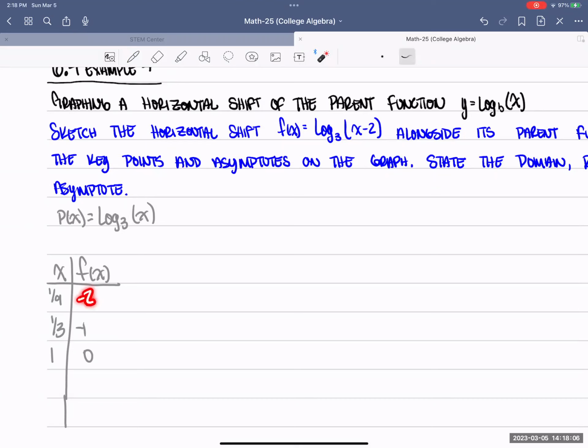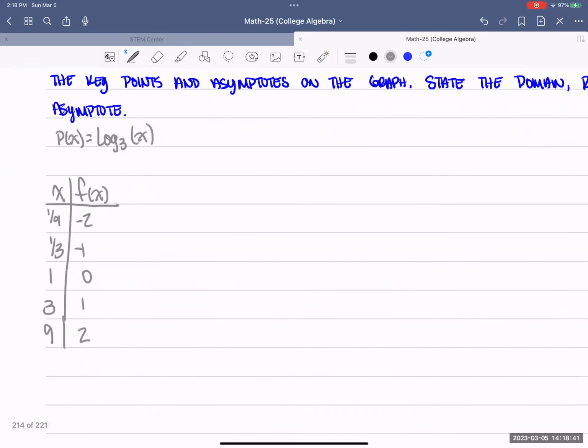And let's go in the opposite direction. So we have -2, -1, 0. Let's try 1 and 2. 3 to the power of 1 is equal to 3, so our input is 3. And let's try +2. 3 to the power 2 is equal to 9. So we input 9. And this is the graph for the parent function.